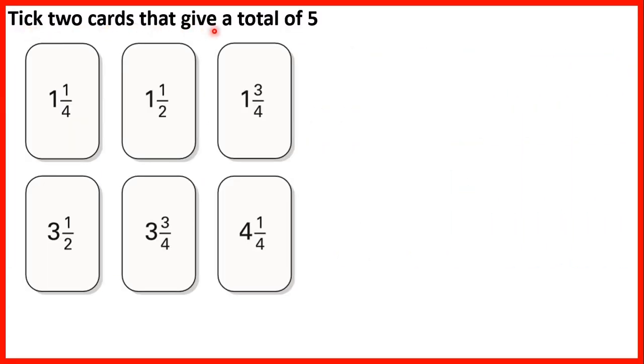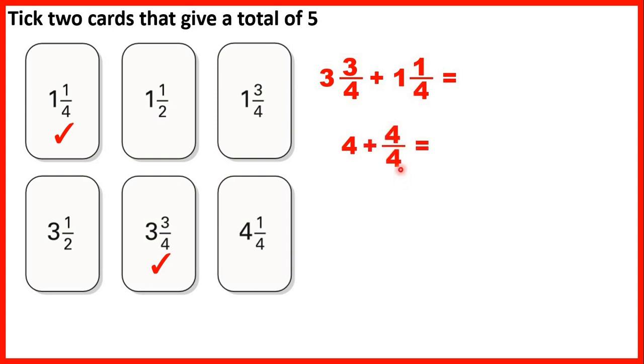Tick two cards that give a total of 5. So there are two possible answers for this question. We could tick 3 3/4 and 1 1/4. If we add those, we can do that without needing to turn them into improper fractions, because 3 plus 1 is 4, and then 3/4 plus 1/4 is 4/4, but 4/4 is the same as 1 whole, and 4 plus 1 is 5.